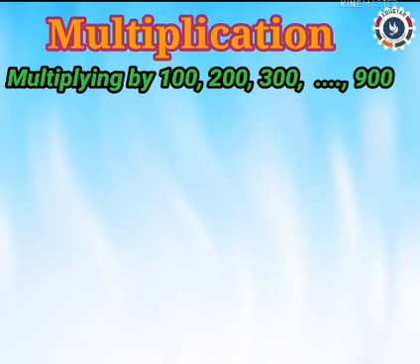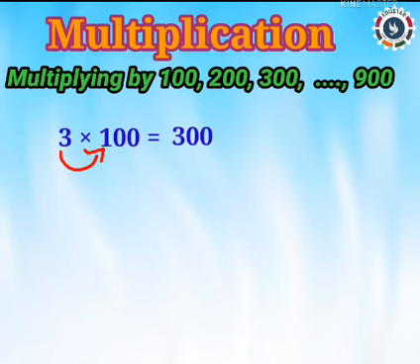This seems interesting. To multiply a number by 100, 200, 300 up to 900, we multiply the given number by 1, 2, 3 up to 9 and put 2 zeros on the right side of the product. That is 3 into 100. On multiplying 3 by 1, we get 3. Now insert these 2 zeros to the right side of 3. So we get the answer as 300.